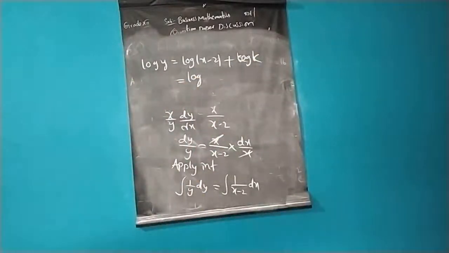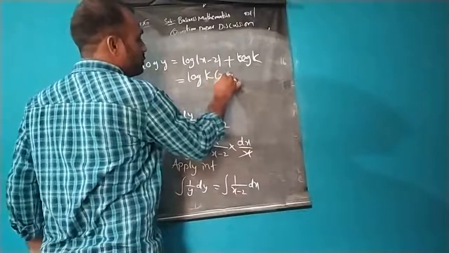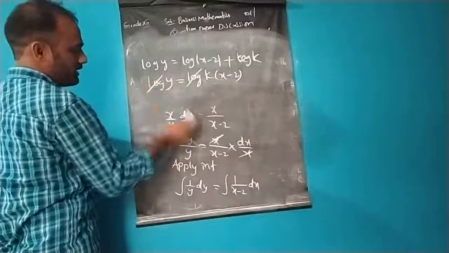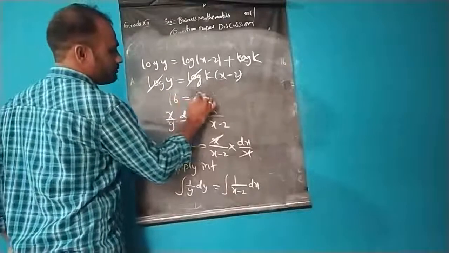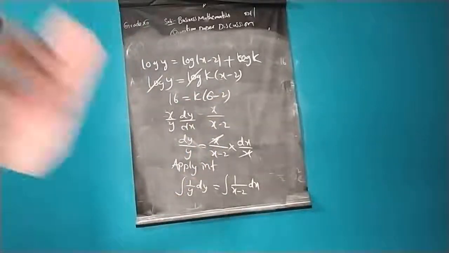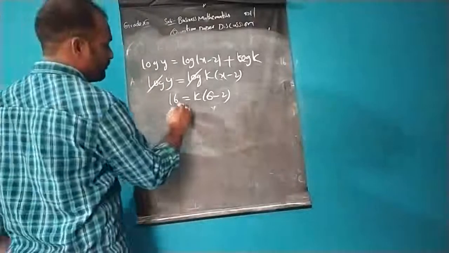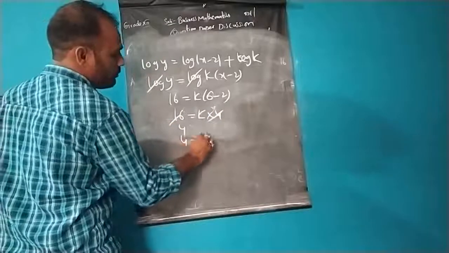So here the x value is given and the y value is also given. So we can write it as log k into x minus 2, here log y is equal to log, gets cancelled. So in the question y value is given as 16 and x value is 6. So 6 minus 2 is 4. So k value will be 4.